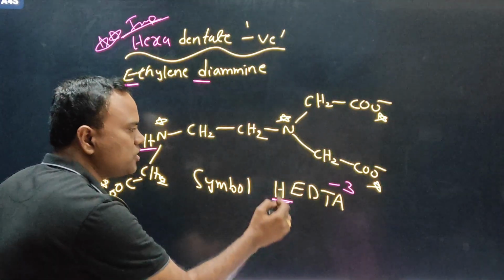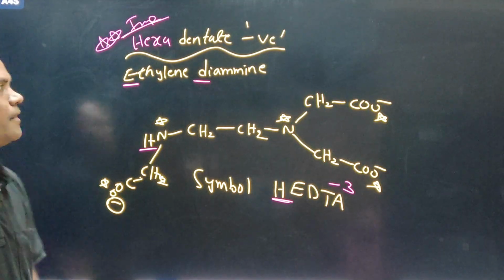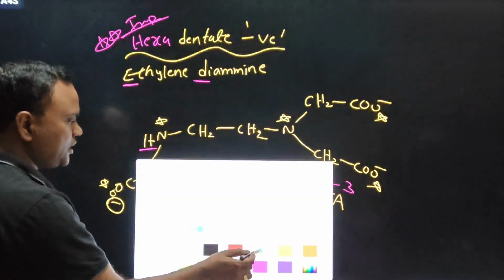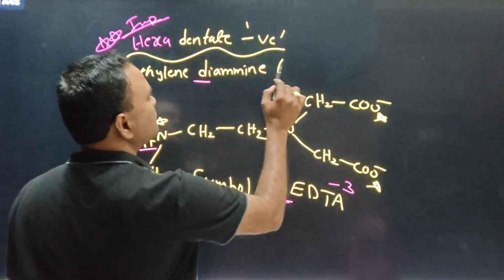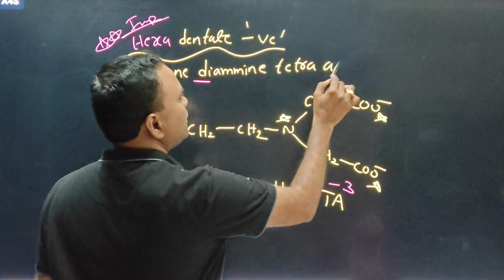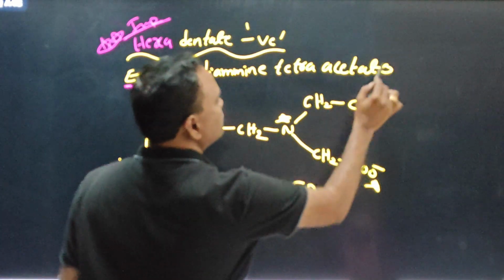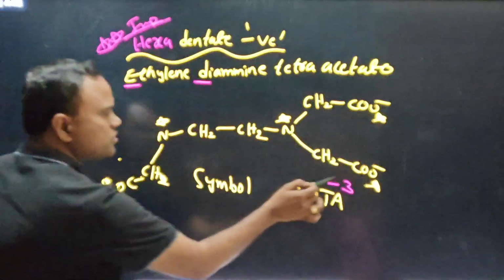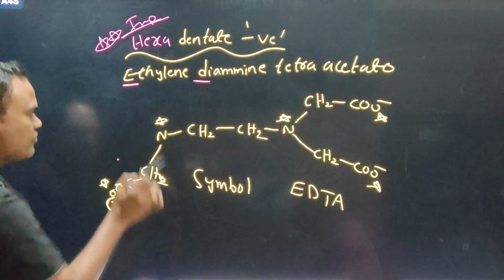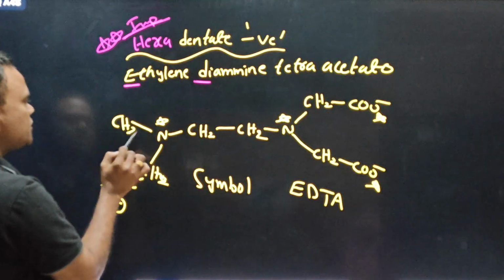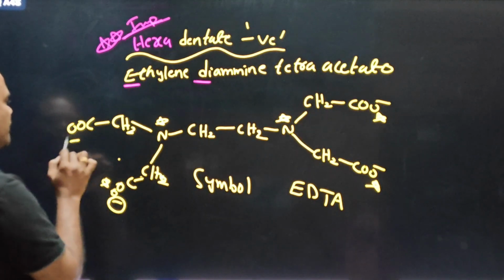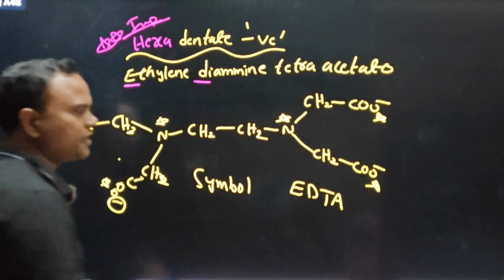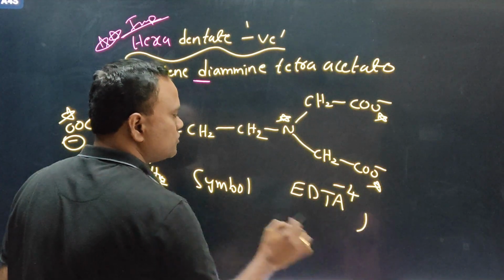Then I have to remove H here. Clear? And next, ethylene diamine. Tell me, guess the name. Tetraacetato. Ethylene diamine tetraacetato. Remove this hydrogen here also. Okay, and the charge also. Here another acetate group, COO negative, star mark. So EDTA, charge is -4.